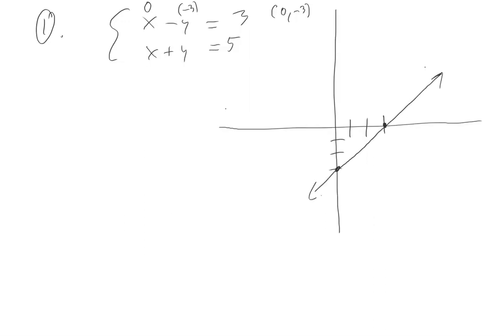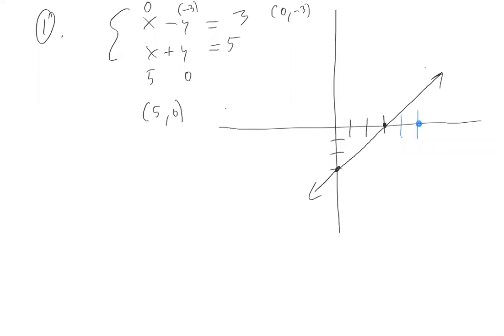Then the second line. Think of a very simple pair of numbers that equals 5. How about 5 plus 0? If I plug in 5 for x and 0 for y, 5 plus 0 equals 5. So the point (5, 0) is a point on the second line. So (5, 0) is right there.